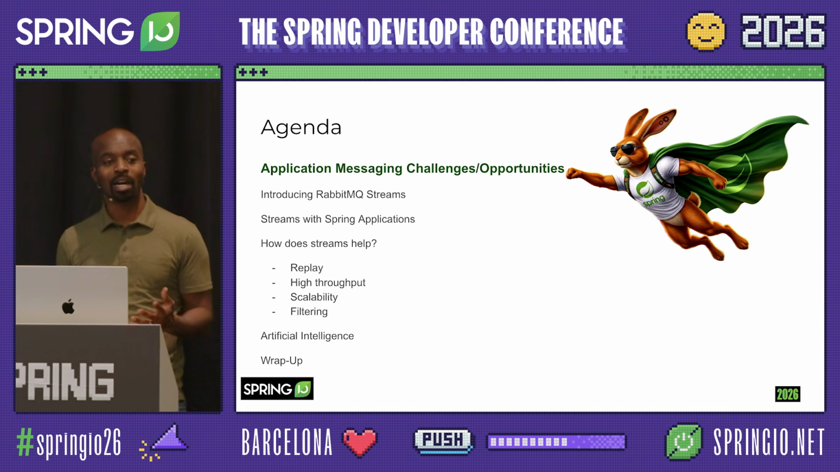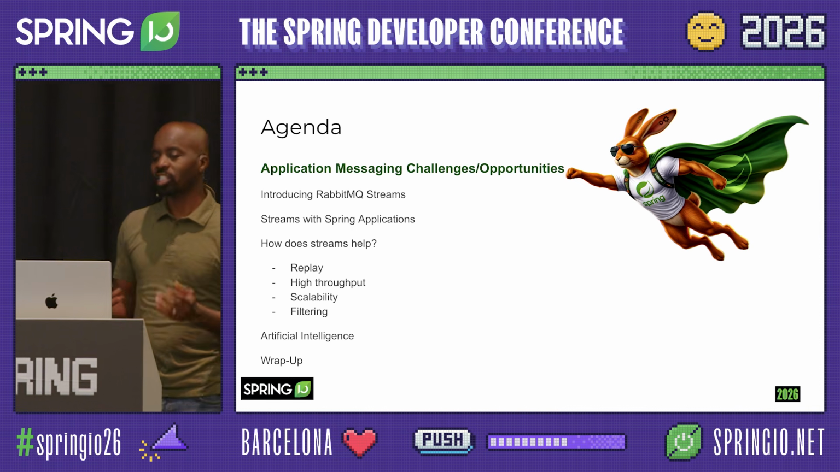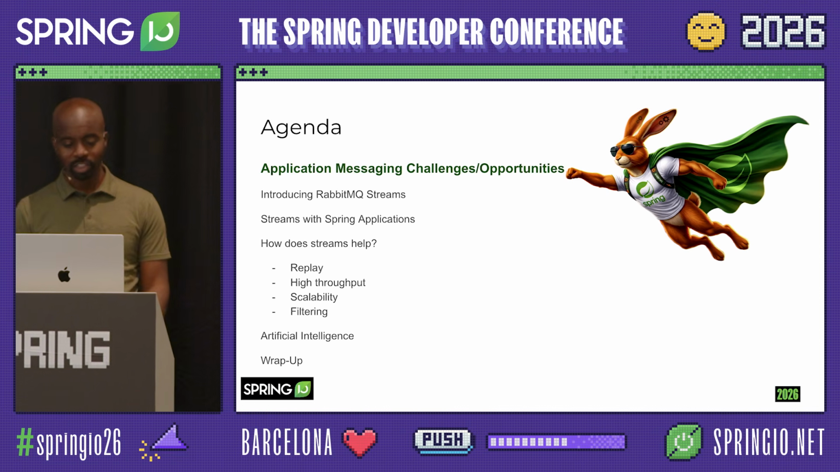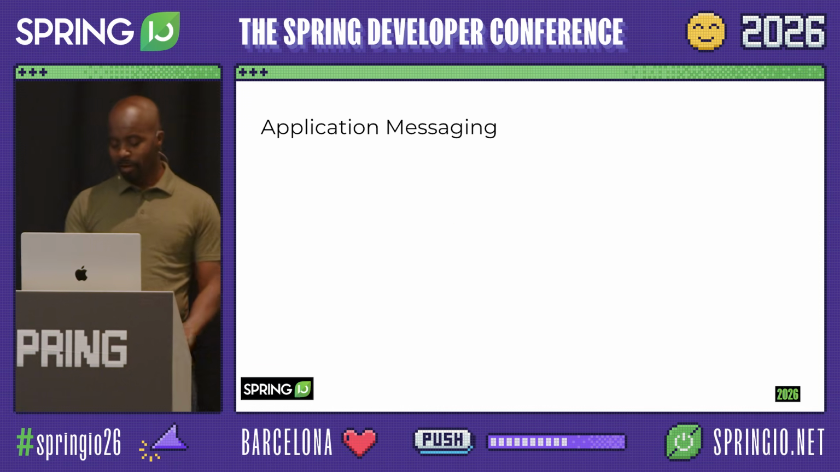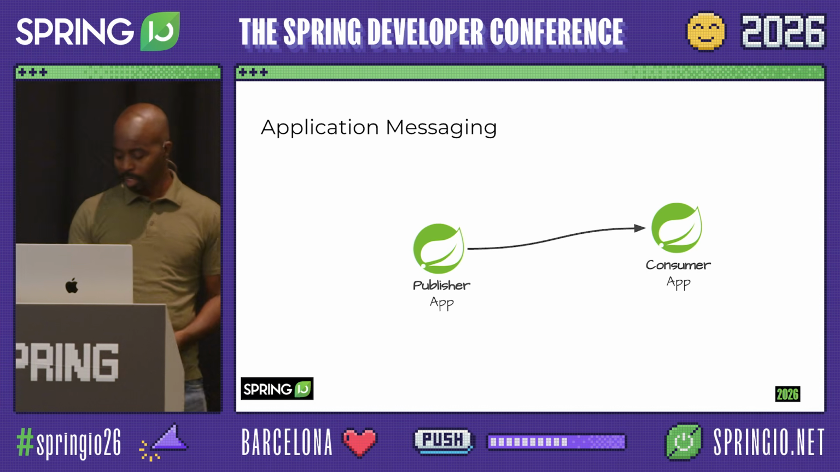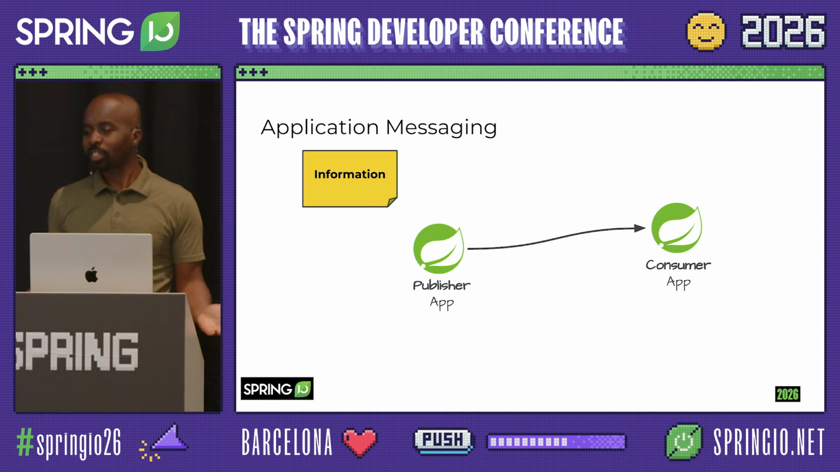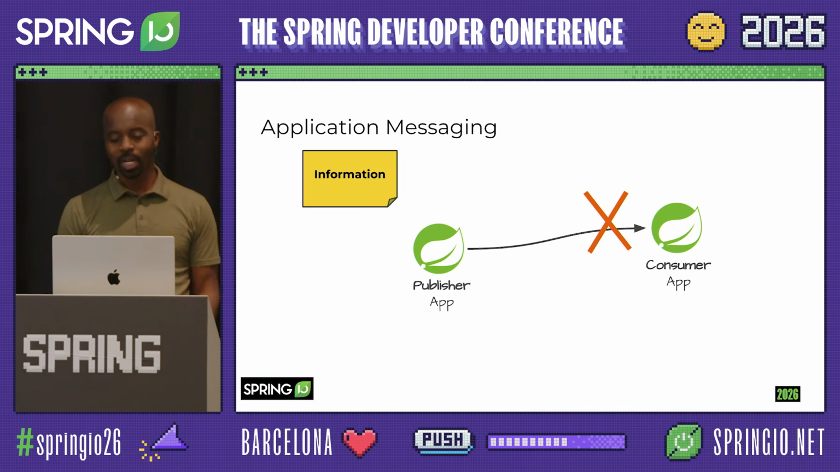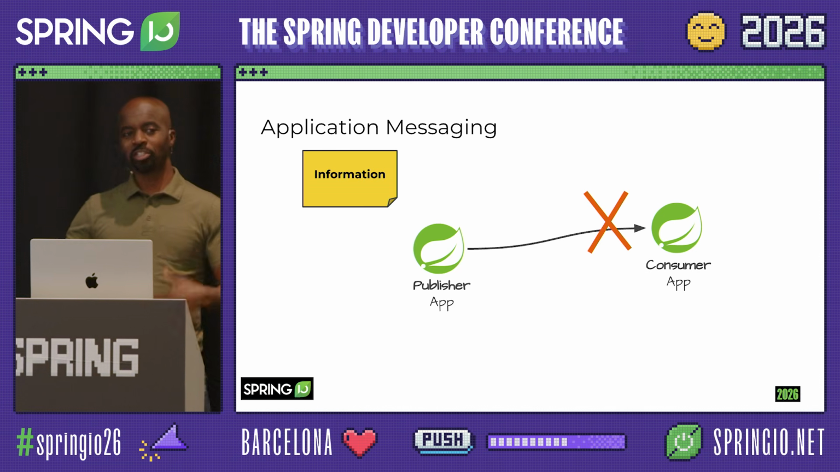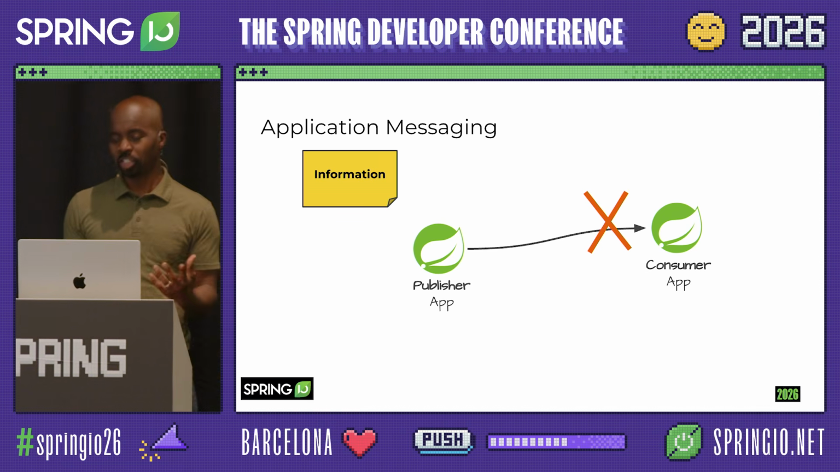I like to start out, when I'm talking about a technology, by explaining what problem or challenge it is trying to solve, and Rabbit is all about application messaging. So suppose you have a publisher application and a consumer application, and the publisher needs to send some information to the consumer, like, hey, the RabbitMQ session has started. And what if the consumer application is not available? Maybe it's distracted, maybe it's looking at its phone and it missed the message, right? Or it's just not running.